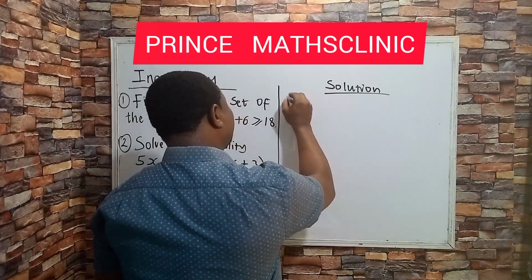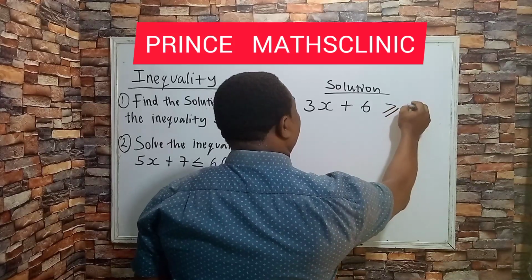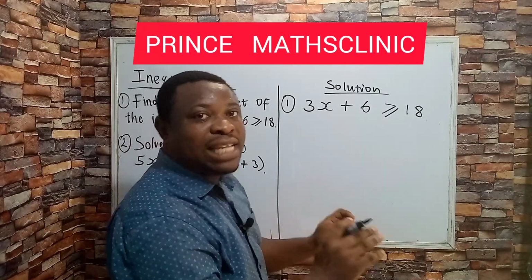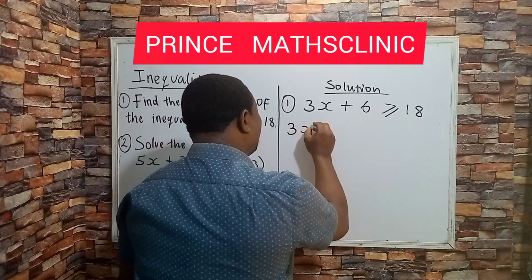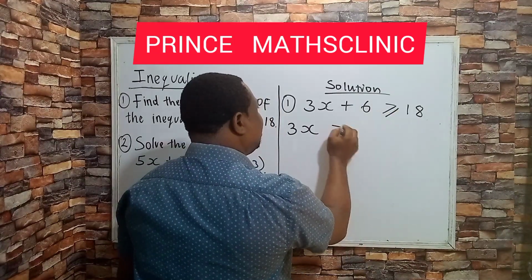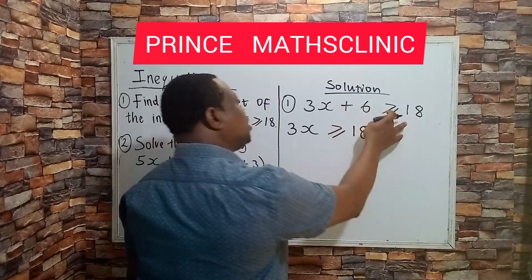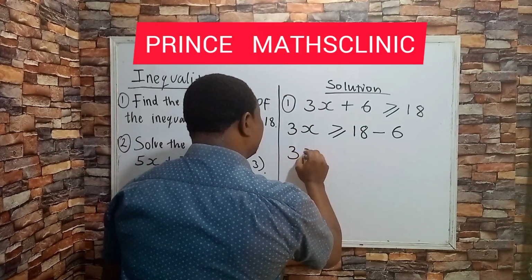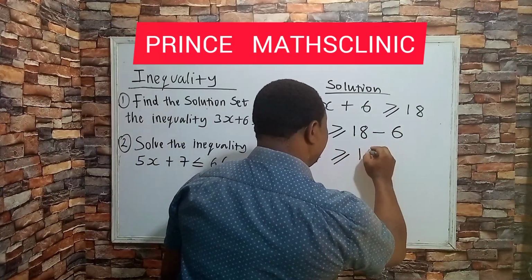The question says 3x plus 6 greater than or equal to 18. Now, this is what we do. We don't have much stress here. Collect like terms using the normal principle you know. So this will become 3x. Then you write this greater than or equal to sign. Here you have 18. When positive 6 crosses the inequality sign to the other side, this plus sign will change to negative. This becomes negative 6. So this still remains 3x, then greater than or equal to, then 18 minus 6 is simply 12.